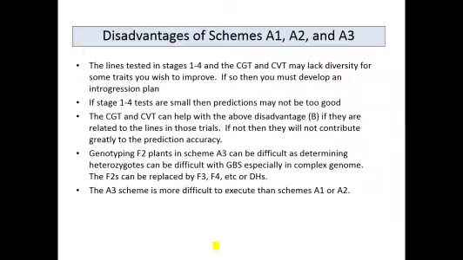There are some disadvantages of schemes A1, 2, and 3. The lines tested in stages 1 and 4, and the lines maybe that you're throwing in there from your cooperative germplasm tests and commercial variety tests, they may lack diversity for some traits you wish to improve. If so, then you must develop an additional introgression plan to get useful genes for those traits into your populations. And if your stage 1, 2, 3, and 4 tests are really quite small, then predictions may not be good. Basically, your training population may be too small if those stages of testing are not large enough.